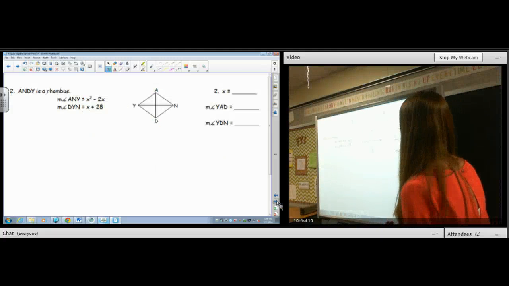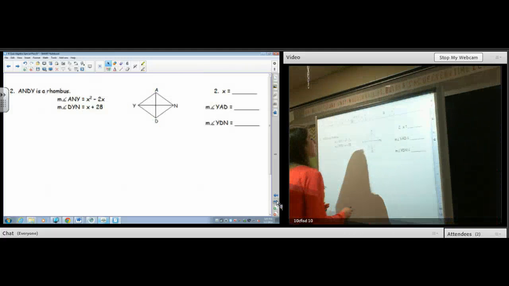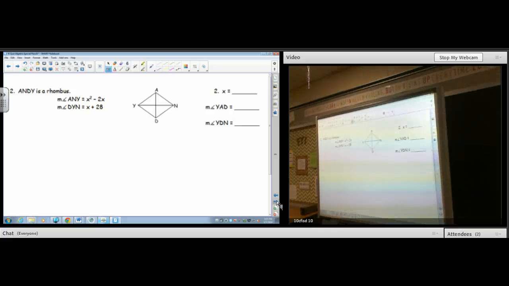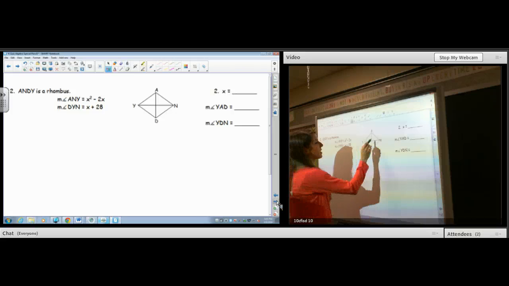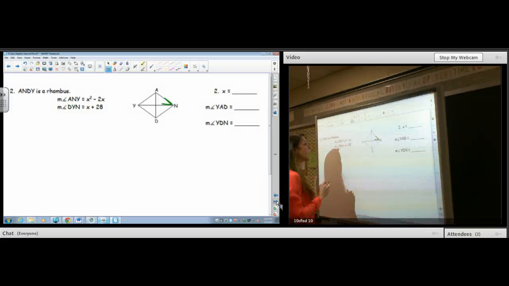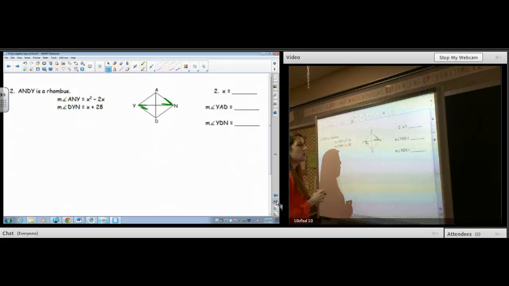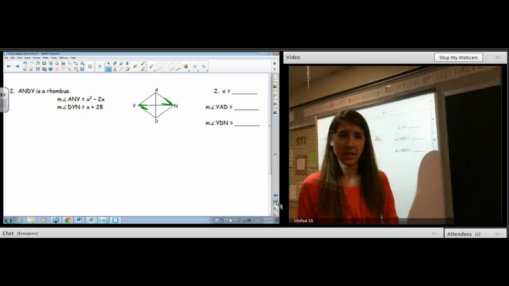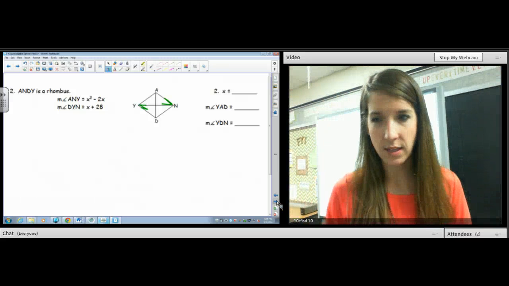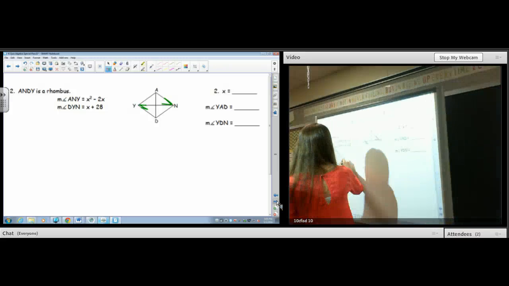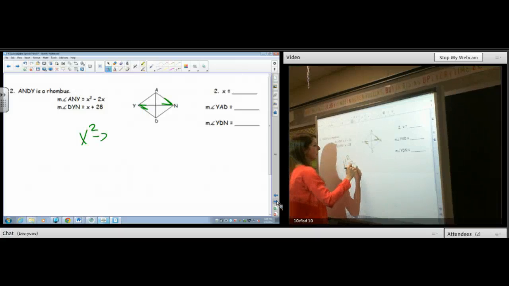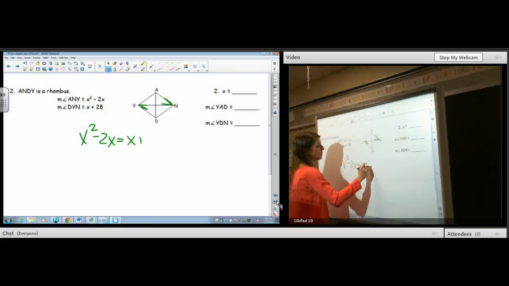Okay, let's look at number 2. ANDY is a rhombus, and we labeled it for you. Angle ANY, so this angle right here is given, and angle DYN. Okay, so we've got alternate interior angles here, so we know we're going to set these equal. So that's a pretty easy way to start. X squared minus 2x equals x plus 28.